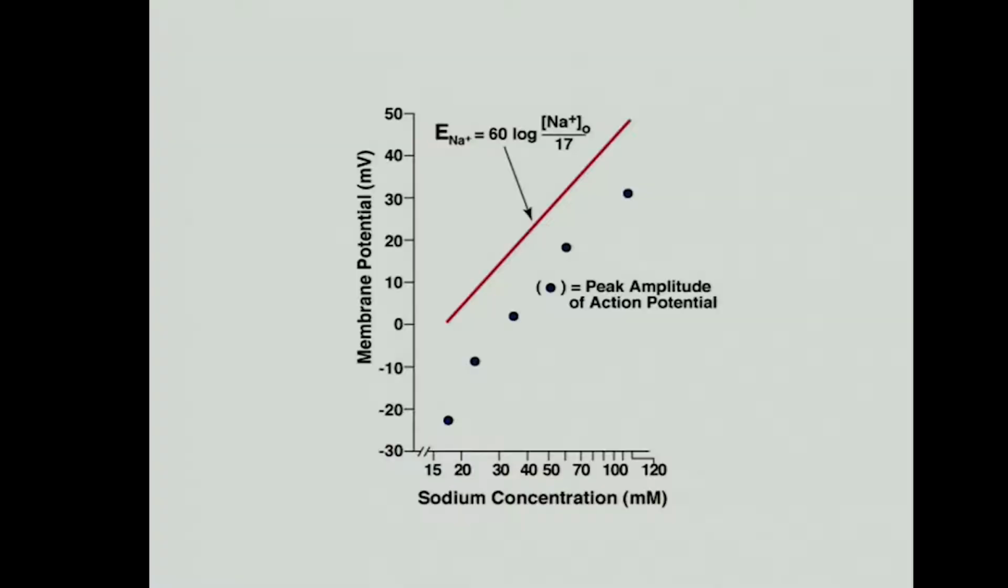The deviation is because the membrane is not exclusively permeable to sodium. Because remember, we still have that potassium permeability that we started out with. So no matter how high you make the sodium permeability, within reason, there is still going to be that finite potassium permeability that endows the membrane with the resting potential, right?